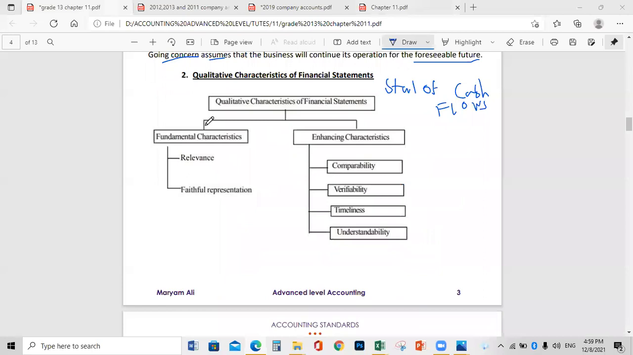Most of the students are suffering in this chapter because they ignored it. Believe me, guys, the 2021 A-level students message me nowadays asking, can you please send me all the recordings, because I don't know anything about company accounts. I can't do that because I didn't study properly. I don't know these standards. If you don't know the standards, you can't do company accounts.